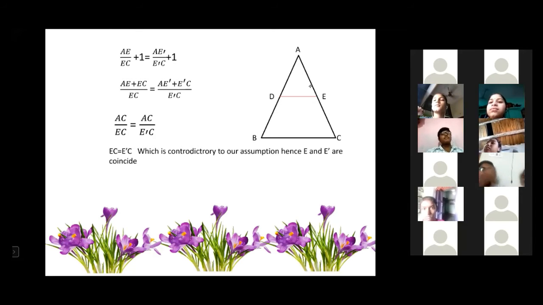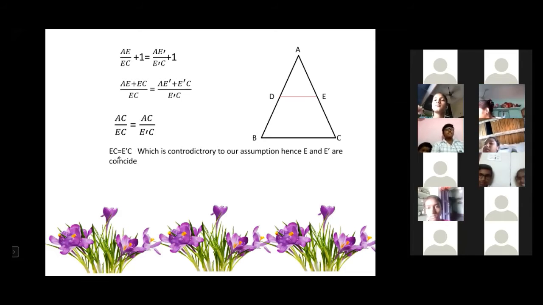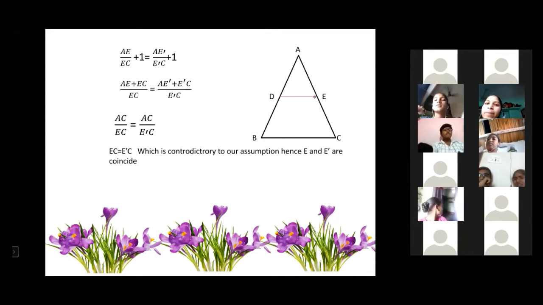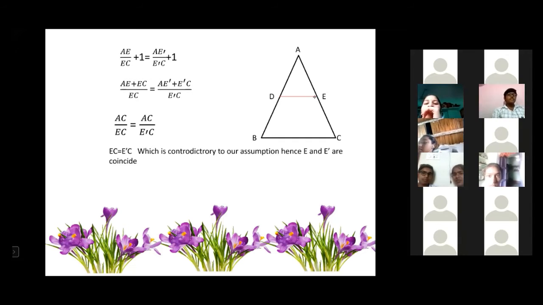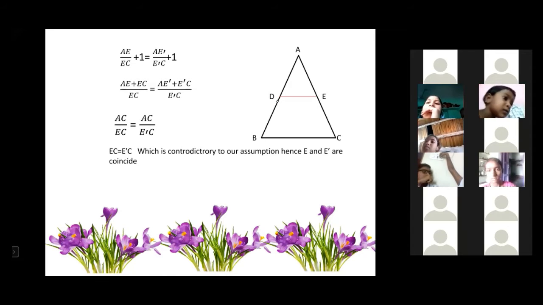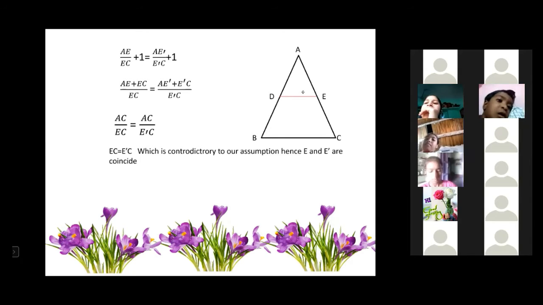Previously, I assumed that E is a distinct point and E dash is a distinct point. But at the end of this, I proved that E dash C and EC both are equal. If both are equal, it means E and E dash coincide. E and E dash coincide means what? If DE dash is parallel, automatically DE is also parallel. It is a contradiction to my assumption. So the given is right automatically.